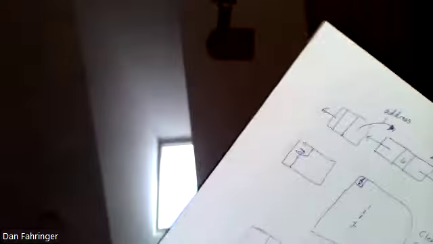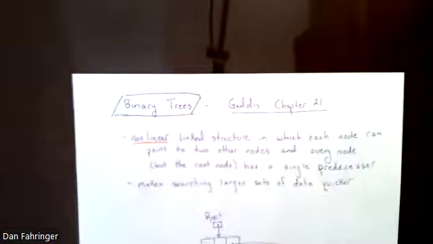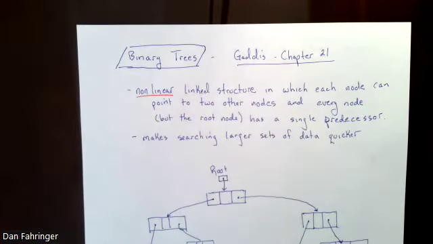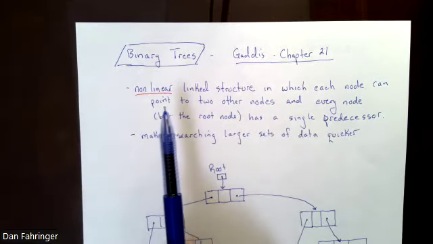So, what are we going to talk about today? Well, a way to make searching a little bit faster. Now, when we get ready to store the values as we read them in, we're going to store them not in an array, but in a binary tree.